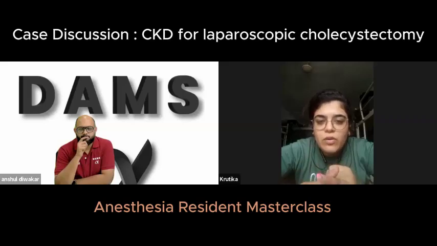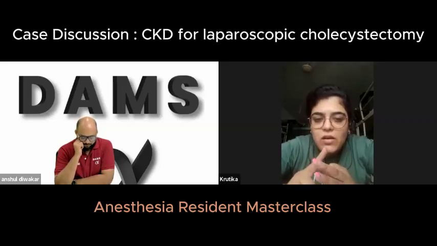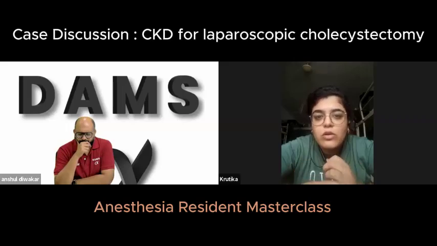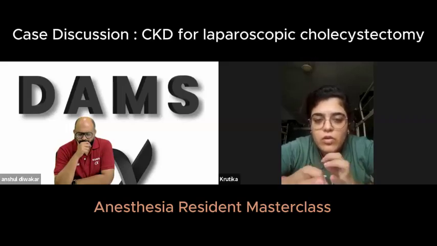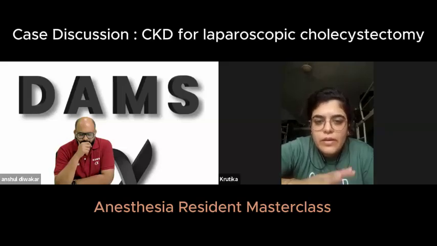After that, I will do pre-op optimization in these patients. That is electrolyte corrections, frequent electrolyte corrections in these patients, good venous access and hydration status. These are my pre-op optimization. During anesthesia management, pre-op I will also make sure antibiotic prophylaxis is given.